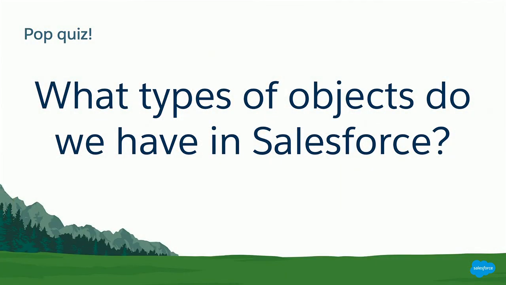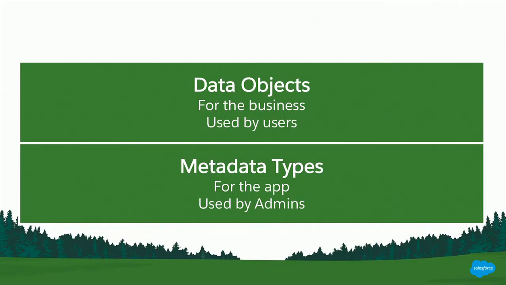So pop quiz. What kinds of objects do we have in Salesforce? I'll give you a hint. There are two. Custom and standard. That's one way of looking at it. We're going to take a bit of a different approach. Data and metadata. How about that?